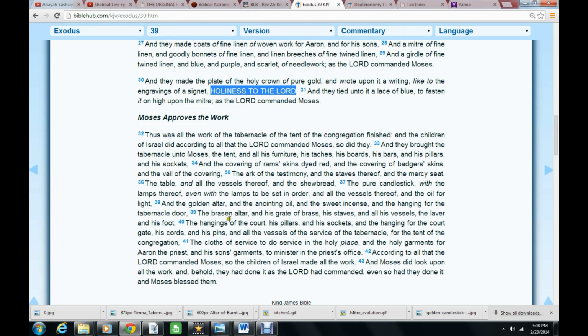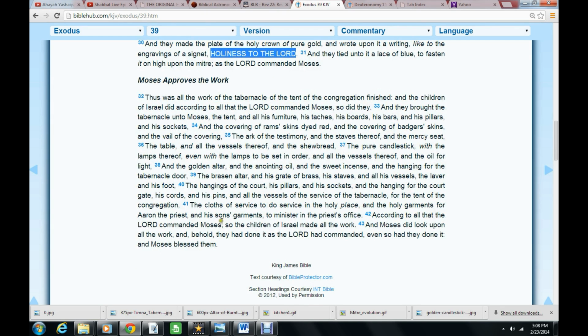The brazen altar, and his grate of brass, his staves, and all his vessels, the laver, and his foot, the hangings of the court, his pillars, and his sockets, and the hanging for the court gate, his cords, and his pins, and all the vessels of the service of the tabernacle, for the tent of the congregation, the cloths of service to do service in the holy place, and the holy garments for Aaron the priest, and his sons' garments, to minister in the priest's office, according to all that the Most High Ahiah commanded Moses.